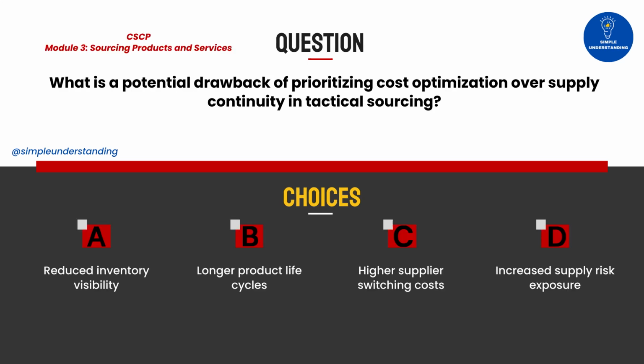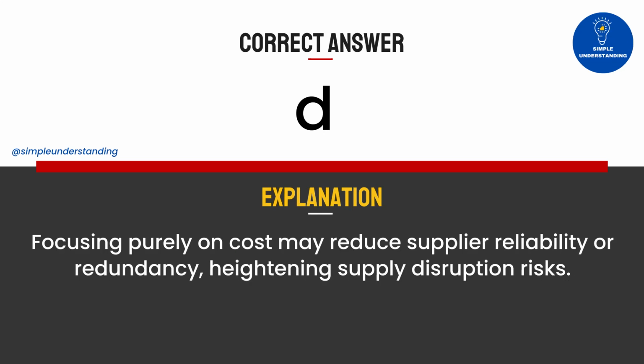2. What is a potential drawback of prioritizing cost optimization over supply continuity in tactical sourcing? A. Reduced inventory visibility. B. Longer product life cycles. C. Higher supplier switching costs. D. Increased supply risk exposure. Correct answer, D. Explanation. Cost-driven sourcing may reduce redundancy or reliability, increasing exposure to disruptions.